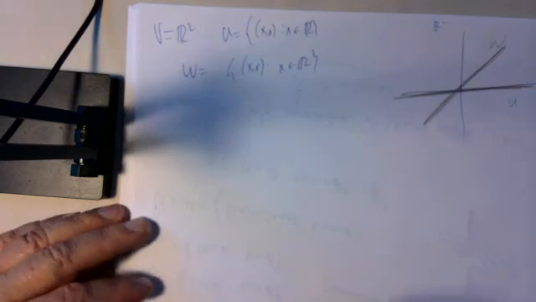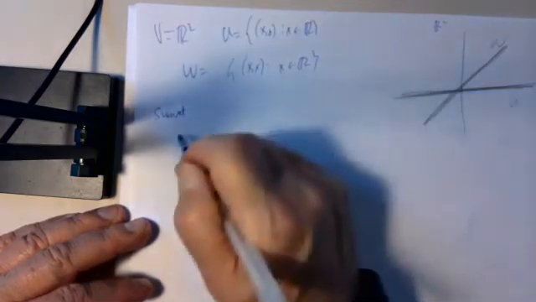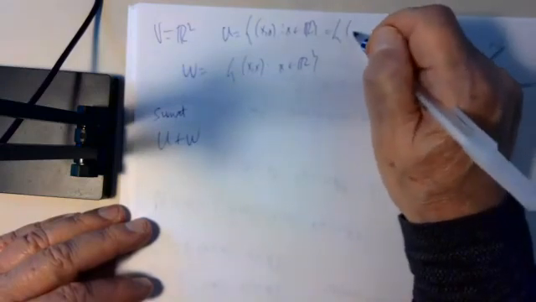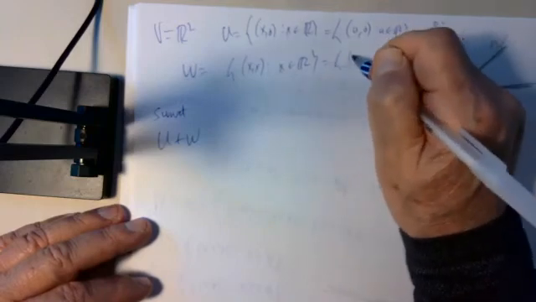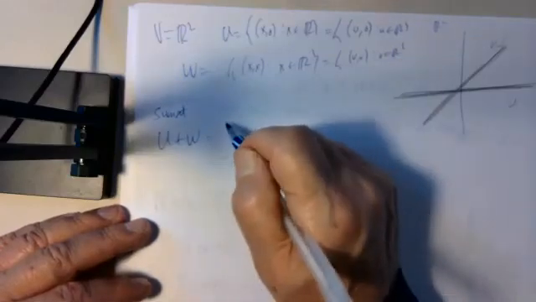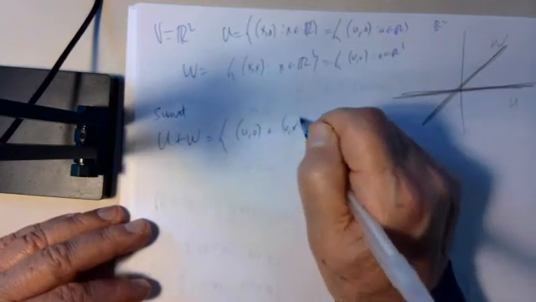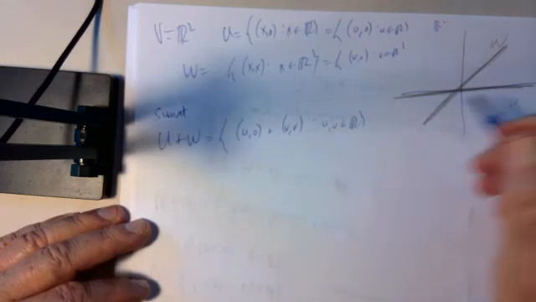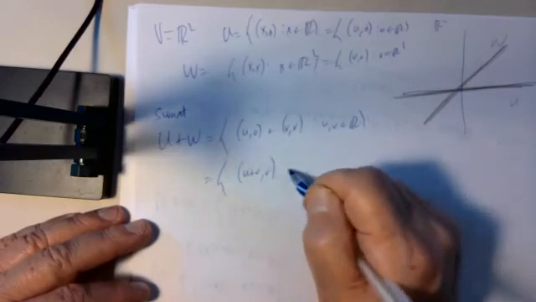So what is the sum set U plus W? Let's see. Let me write U as everything in the form (u, 0), u in R, and W as everything in the form (v, v), v in R. So this is all vectors that I can write as (u, 0) plus (v, v), which is all vectors (u plus v, v).